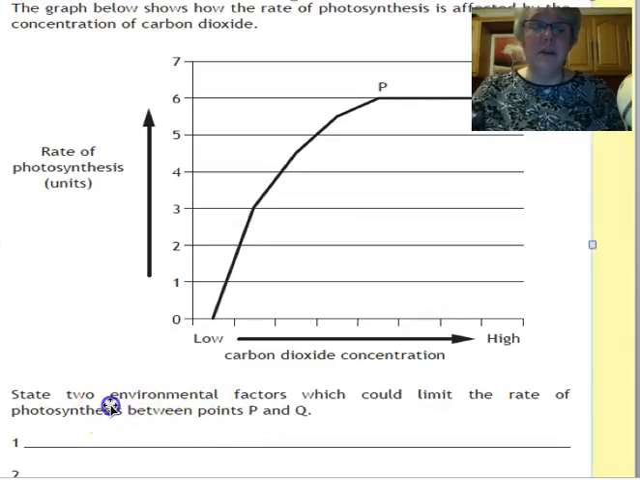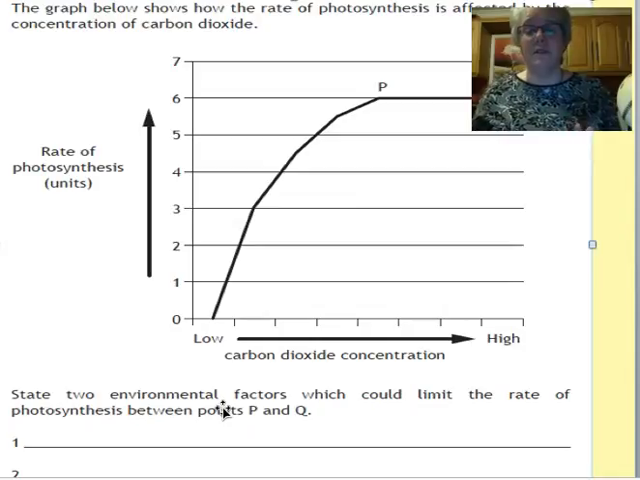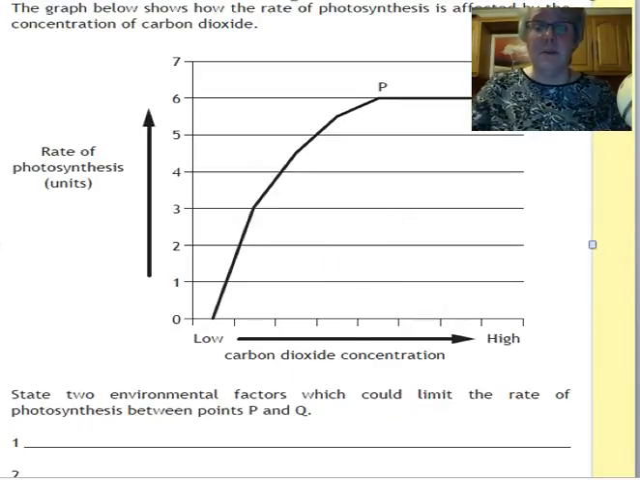Now it might panic you a little bit when you see this, two environmental factors, because you might say, oh help, I don't remember doing environmental factors round about limiting factors and photosynthesis. What the question is actually asking is what you have been looking at already. What are the two things that are limiting photosynthesis at this point? So you look down here and you can see that carbon dioxide concentration is a limiting factor on the sloping part of the graph. So the two things that are limiting photosynthesis here will be your light intensity or your temperature. And that gives you the marks for the question.